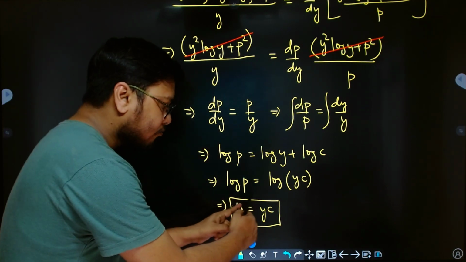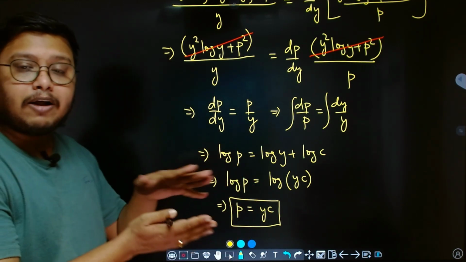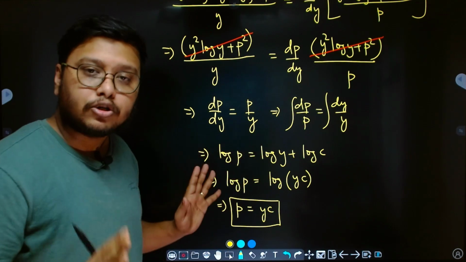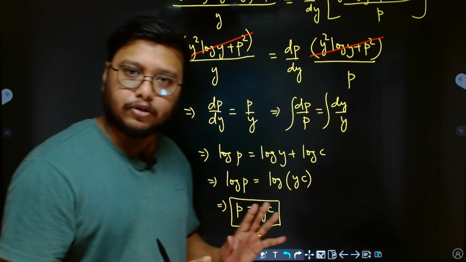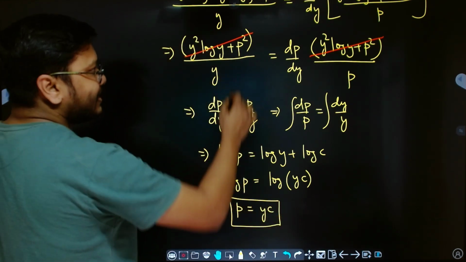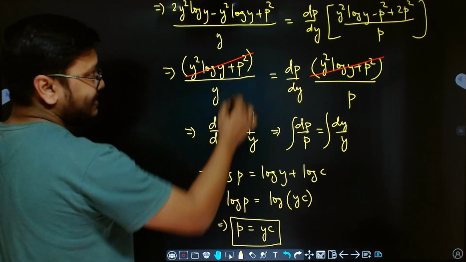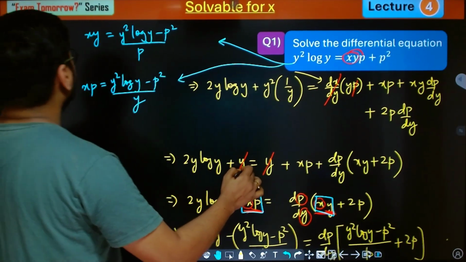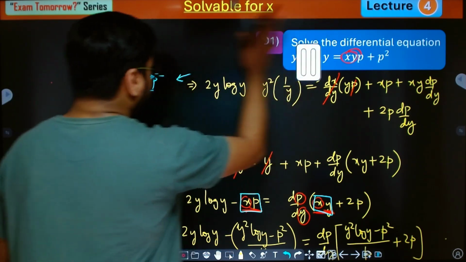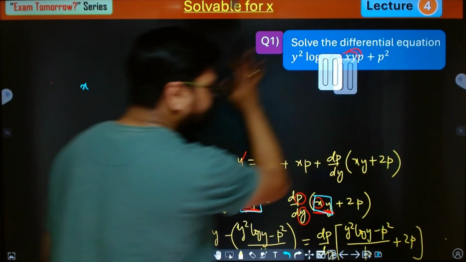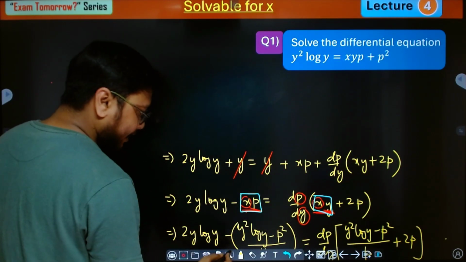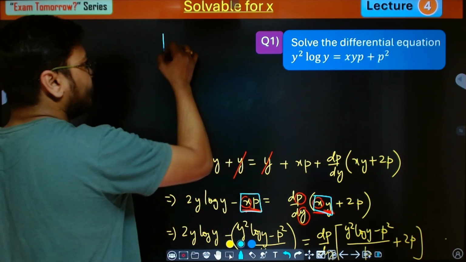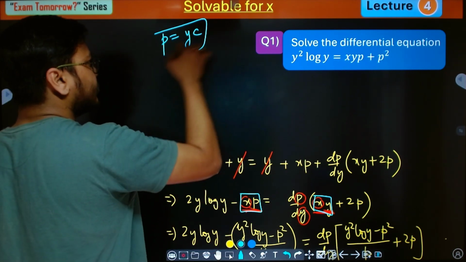If I was not able to find the value of p from here, then again I would have to write two equations and state that these two represent the general solution, right? But here that's not the case. I have got the value of p as yc, so that means if I go back to the question, then what I can say is that in place of p, I can put yc, which I have got.